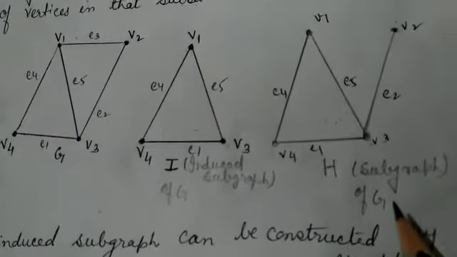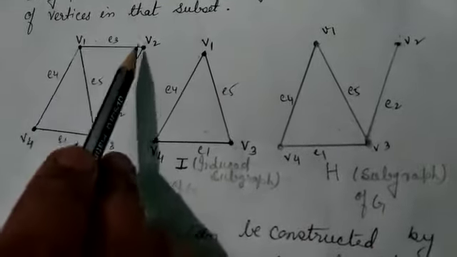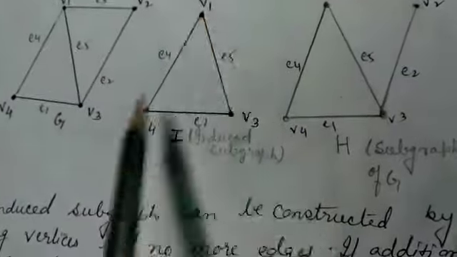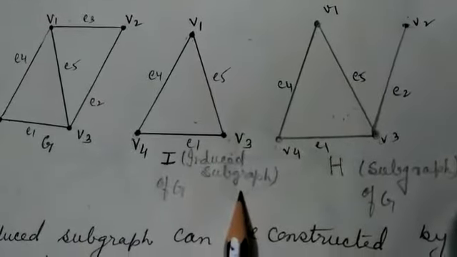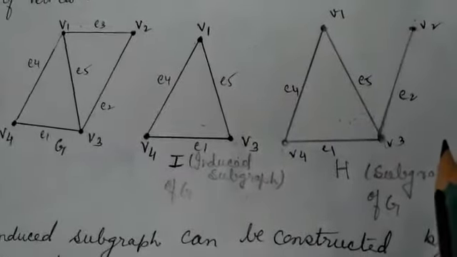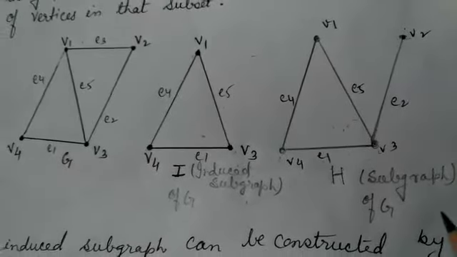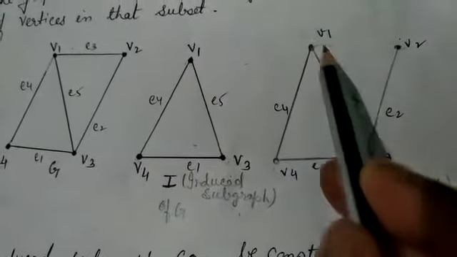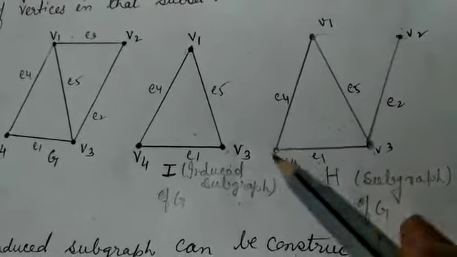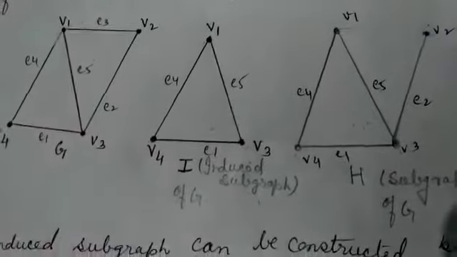An induced subgraph can be constructed by deleting vertices. Here we have deleted the vertex V2. So with V2 deleted, V1, V4, V3 is an induced subgraph of G. But if additional edges are deleted, the subgraph is not induced. Here the additional edge from V1 to V2 was deleted, so this is not an induced subgraph. So this is the concept of induced subgraph.